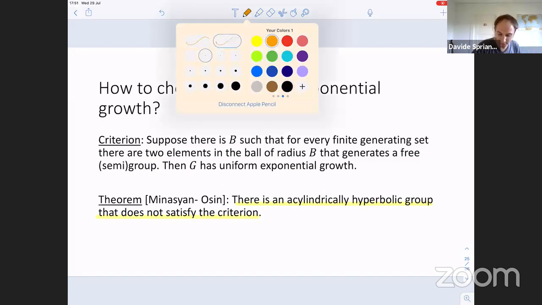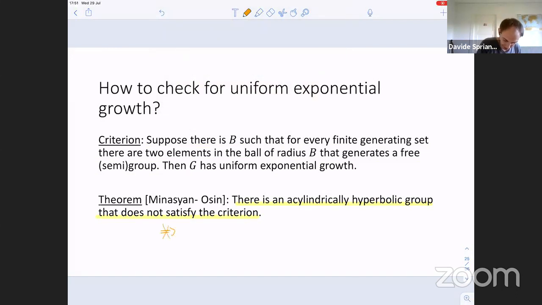As Abdul pointed out, this does not imply that such a group does not have uniform exponential growth. Those groups could still possibly have uniform exponential growth. We just don't know. There is no way to either prove it or disprove it, because to disprove it you really need to compute the growth in each generating set and show that those growths go arbitrarily lower. So this is a very hard question.